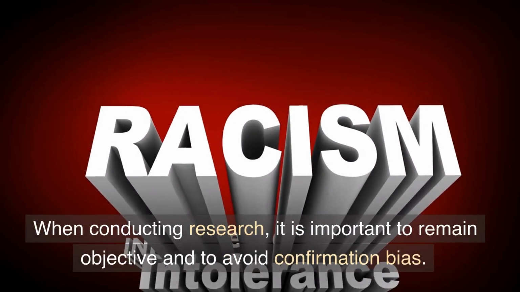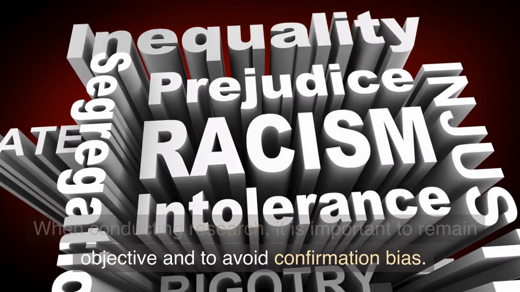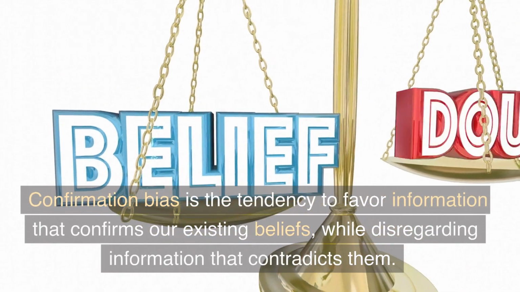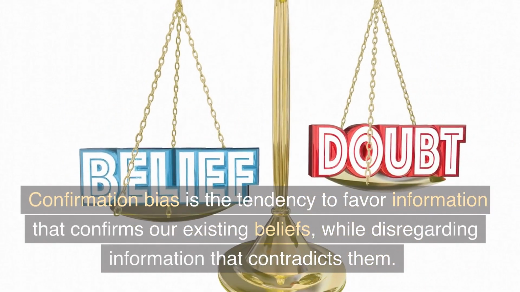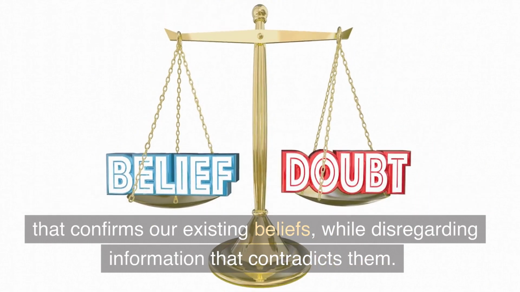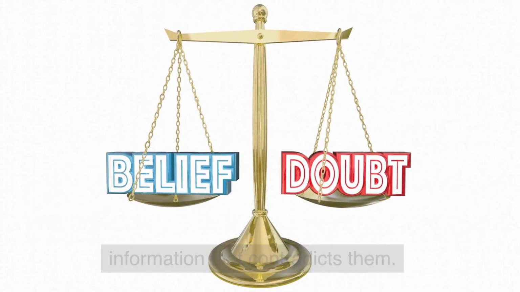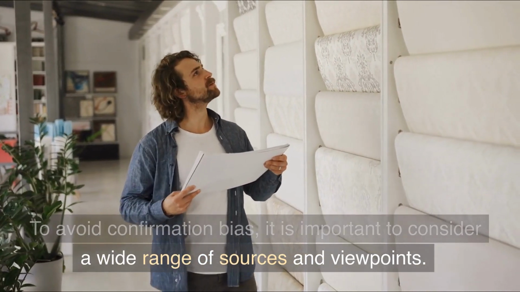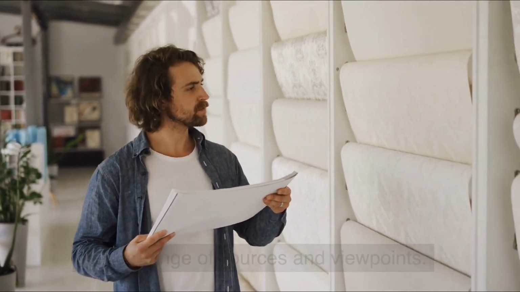When conducting research, it is important to remain objective and to avoid confirmation bias. Confirmation bias is the tendency to favor information that confirms our existing beliefs, while disregarding information that contradicts them. To avoid confirmation bias, it is important to consider a wide range of sources and viewpoints.